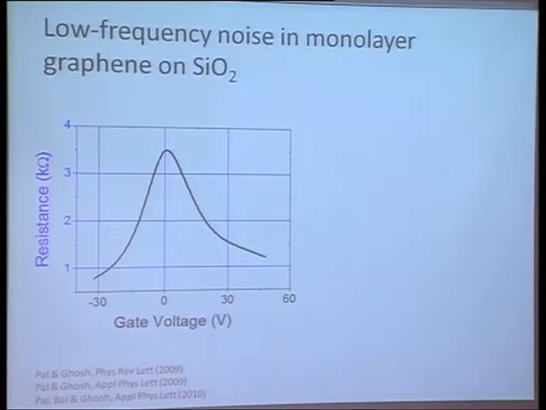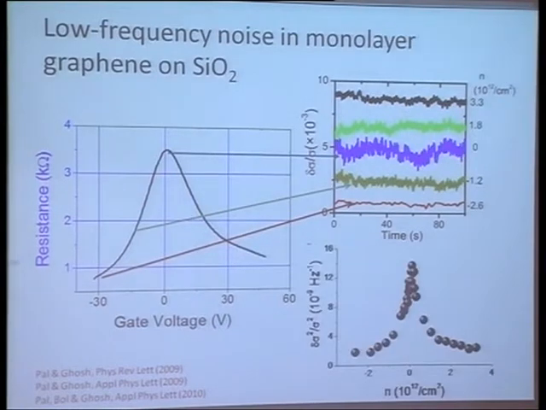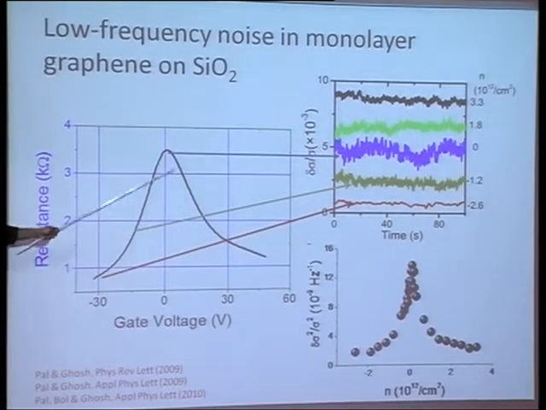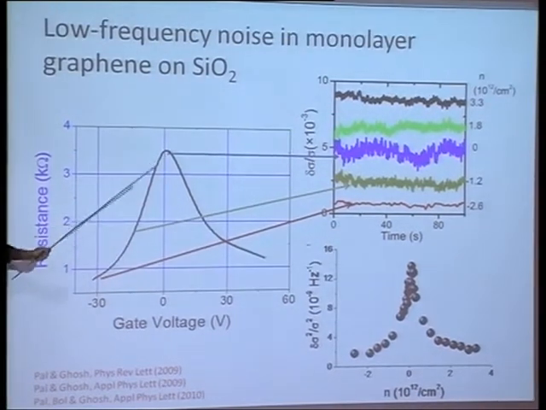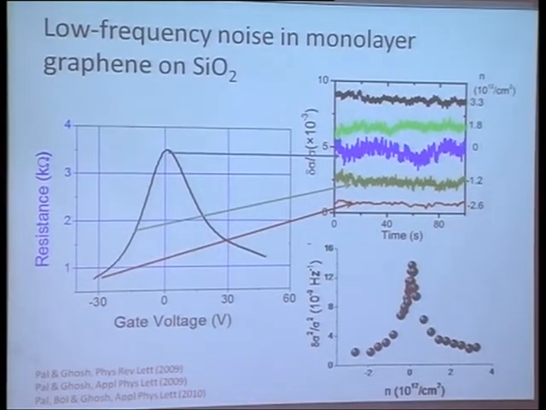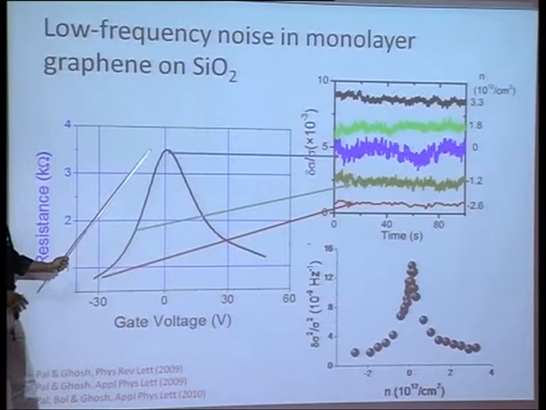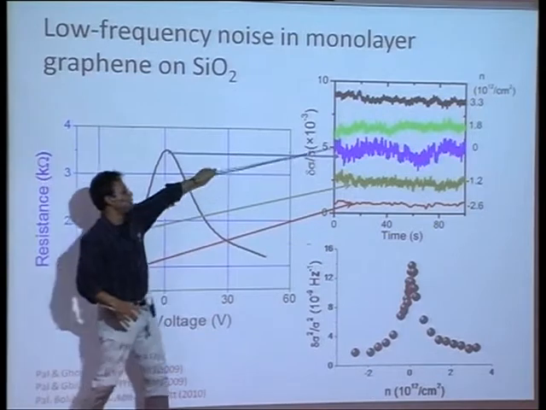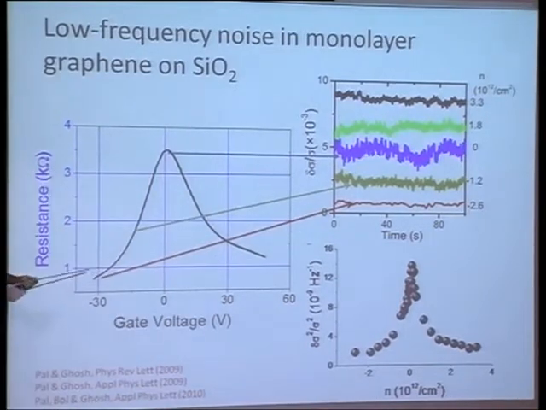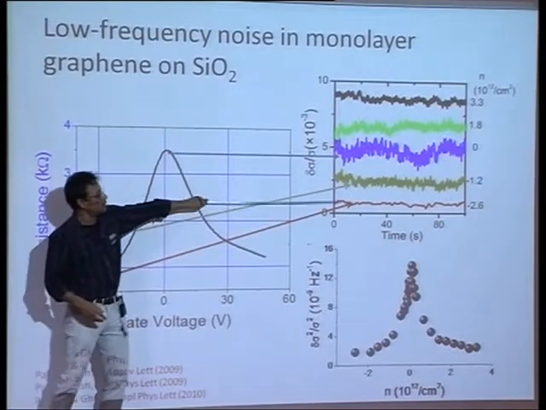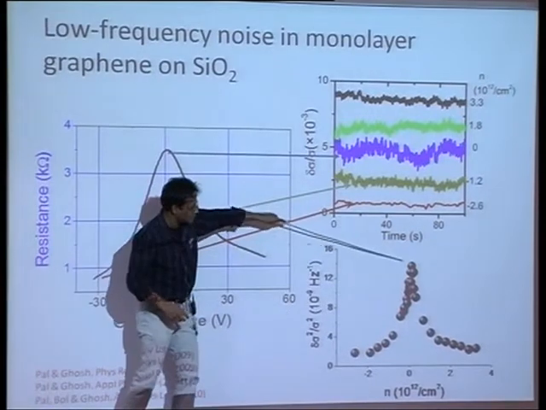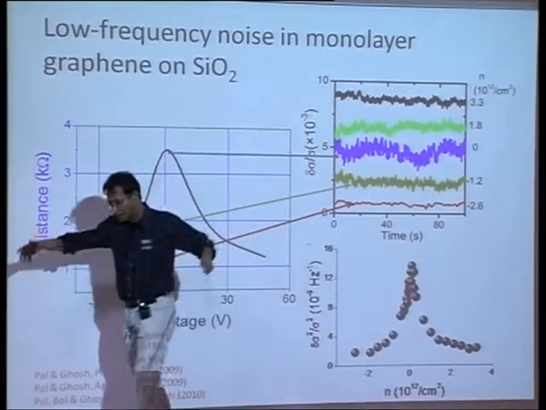Let me quickly tell you what happens to low frequency noise in graphene. Take graphene in which resistance versus density looks like this. Instead of doing anything, just sit here and look at the conductance as a function of time. You will see that when you are at the charge neutral region, at zero gate voltage, your conductance fluctuations are much larger than when you are at the metallic region, on either side, where the conductance fluctuations are very, very small. So if you take the variance of conductance, it looks something like this. It peaks at the Dirac point and goes down on either side.